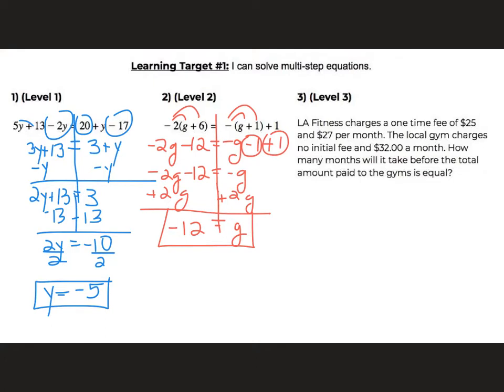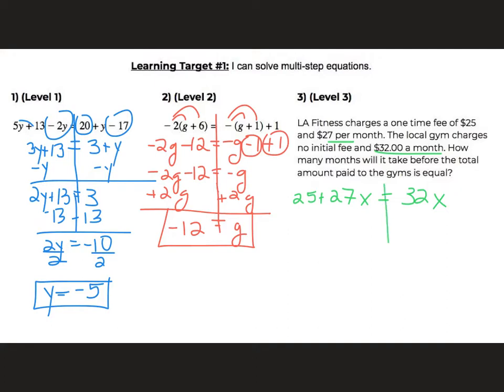LA Fitness charges a one-time fee of $25 and then $27 per month. The local gym charges no initial fee, but charges $32 a month. And we want to know when these are equal. So again, looking for that word per to tell us where our variable is going to be as we set this up.